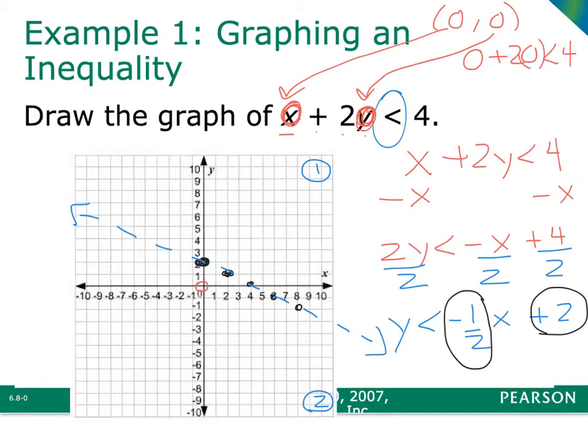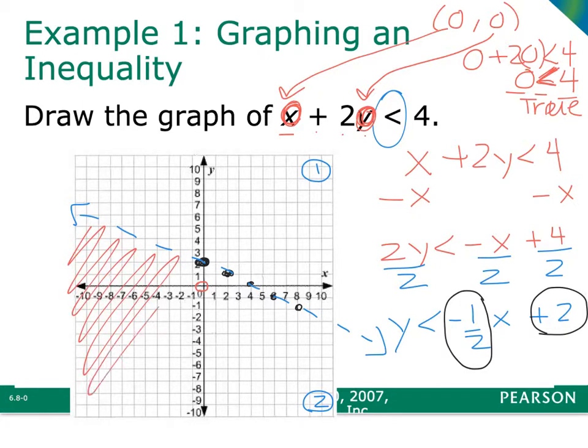Is 0 less than 4? Well, 0 plus 0 is 0. Is it true that 0 is smaller than 4? You can use the alligator test if you want, where the alligator eats the bigger number. Is the alligator eating the bigger number? This is a true statement. So where the red dot was located is the side I want to shade. So in this problem, I would shade underneath the line.